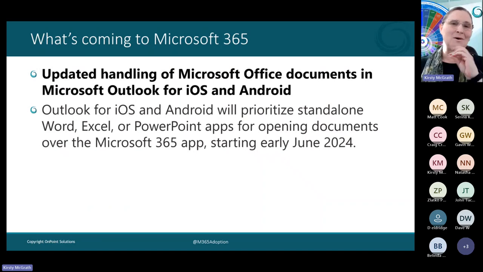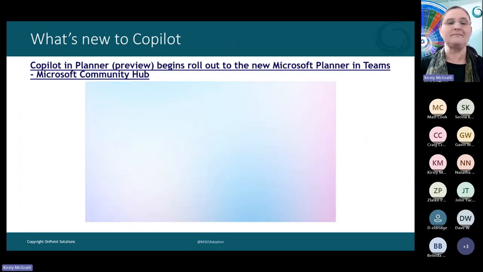So you kind of wonder, will the 365 app survive or will it go back to the standalone? Because they were trying to remove all the standalone apps and just use the 365 app to do all your work and your editing. They're kind of going back again and you need those standalone Word, Excel, PowerPoint. So it's prioritizing those now. When you open it, it will jump straight into the individual apps rather than the 365 app. Okay. We're going backwards again. Hey, there's always a reason.